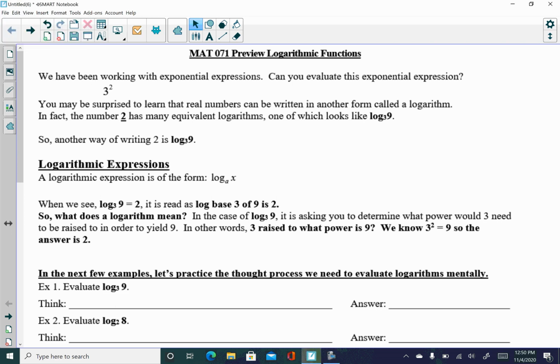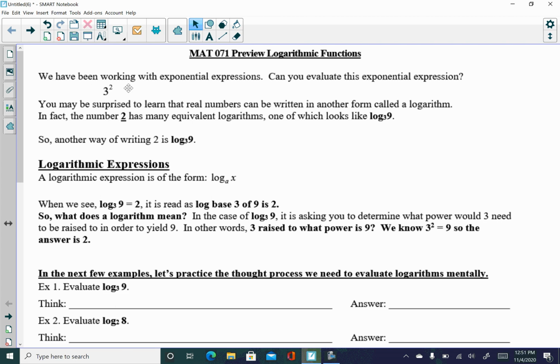Hi there. So in this video, we're going to take a deep dive in looking at logarithmic functions. More specifically, what does it mean to take a logarithm and properties associated with logarithms. Up at the top, we've been working with exponential expressions, and I start you up here with 3 squared. Of course, we know 3 squared is 9.